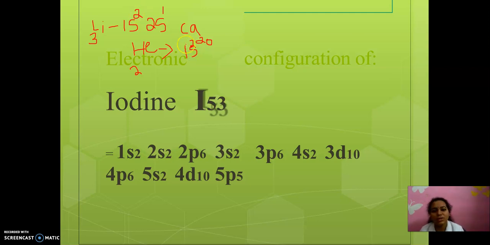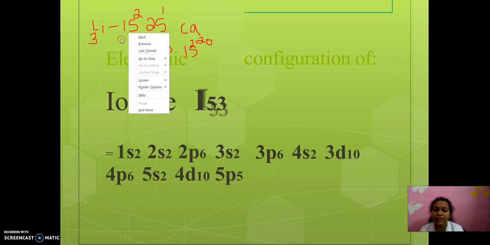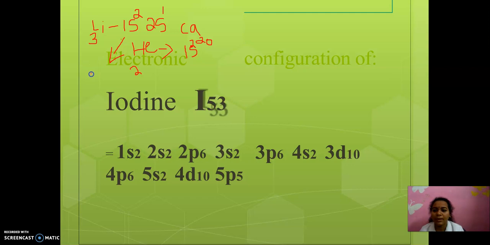So here also 1s2 and here also 1s2. So instead of writing 1s2, we can write the nearest noble gas configuration, helium, 2s1. So this will be the configuration of lithium. This is the method. Okay.